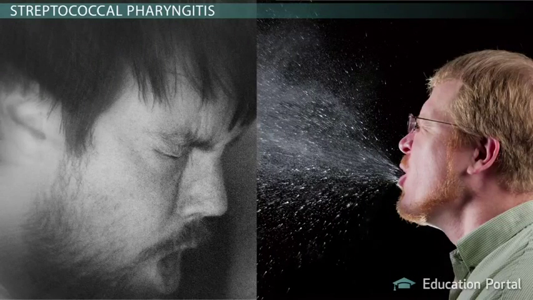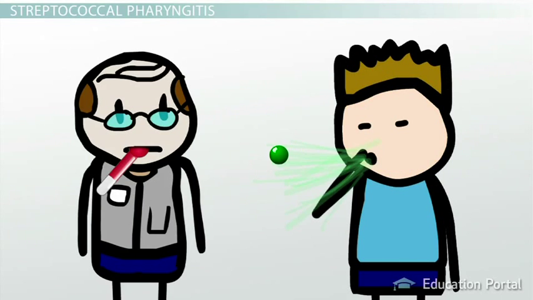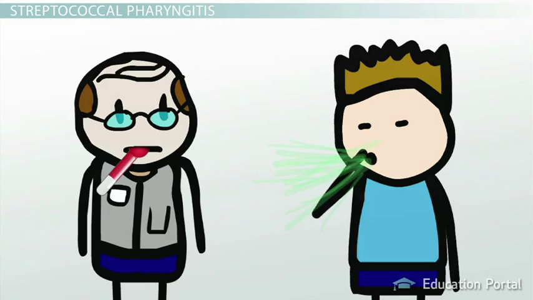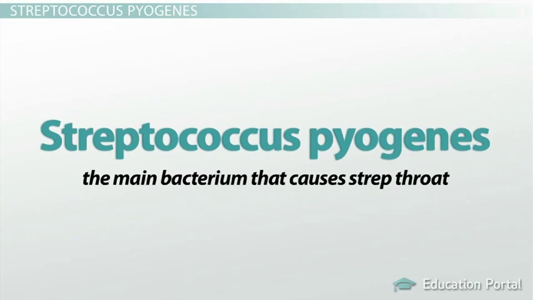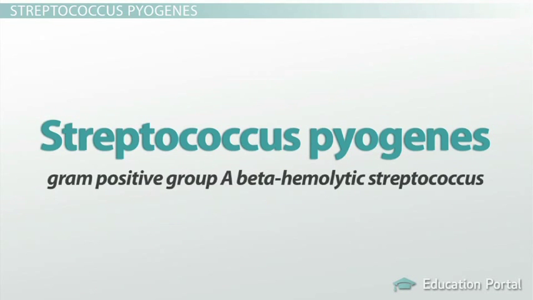When a person breathes these bacteria in, especially if their immune system is already compromised as it is fighting off a viral infection such as the flu, they may develop strep throat. The main bacterium that causes strep throat is known as Streptococcus pyogenes. This bacterium is known as a gram-positive group A beta-hemolytic streptococcus.